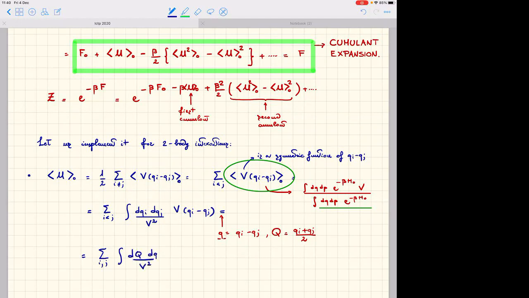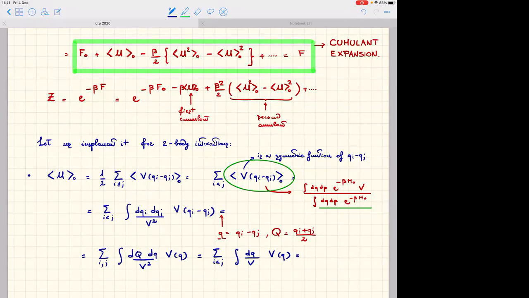Therefore, what I get is the sum over i and j of the integral dQ dq divided by V squared, v(q). Now I can perform the integral over big Q that gives me a volume, and therefore I get the sum over i smaller than j of the integral dq over V of v(q). All right, so it's clear that now there is no dependence on i and j anymore because all these integrals are the same, independent of the values of i and j.